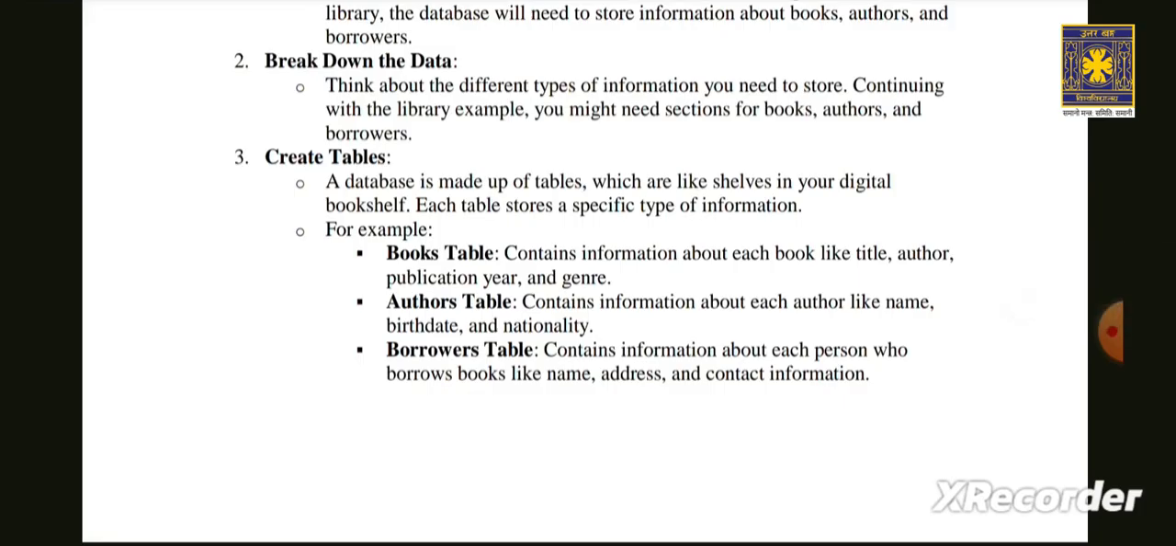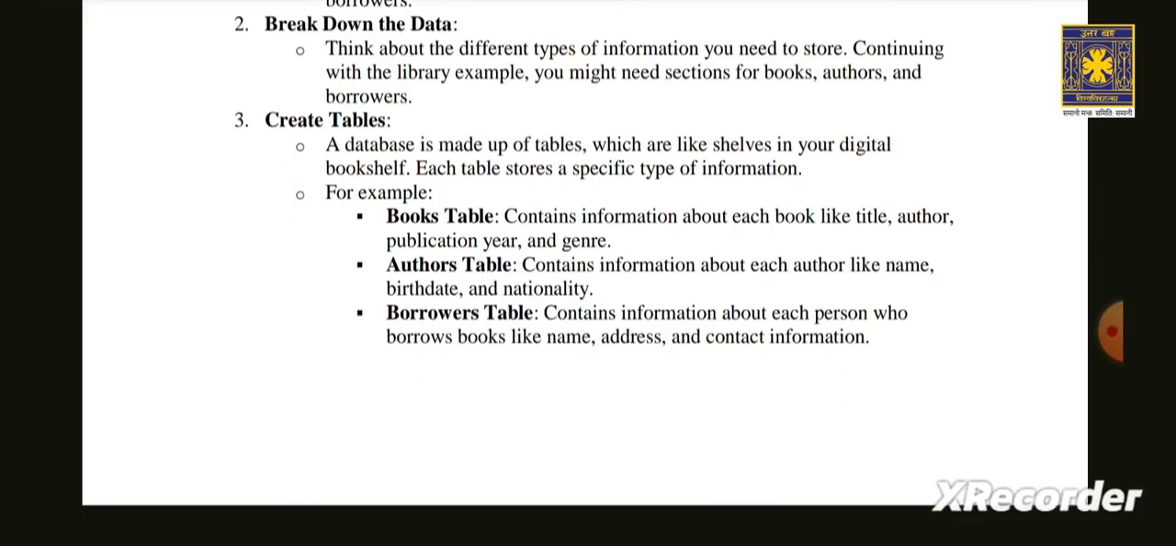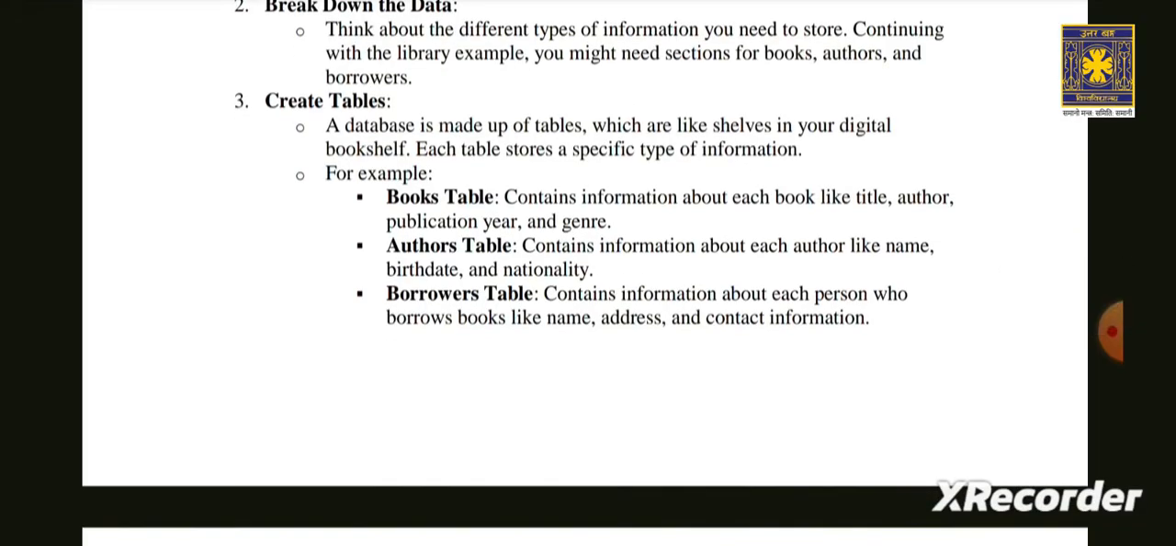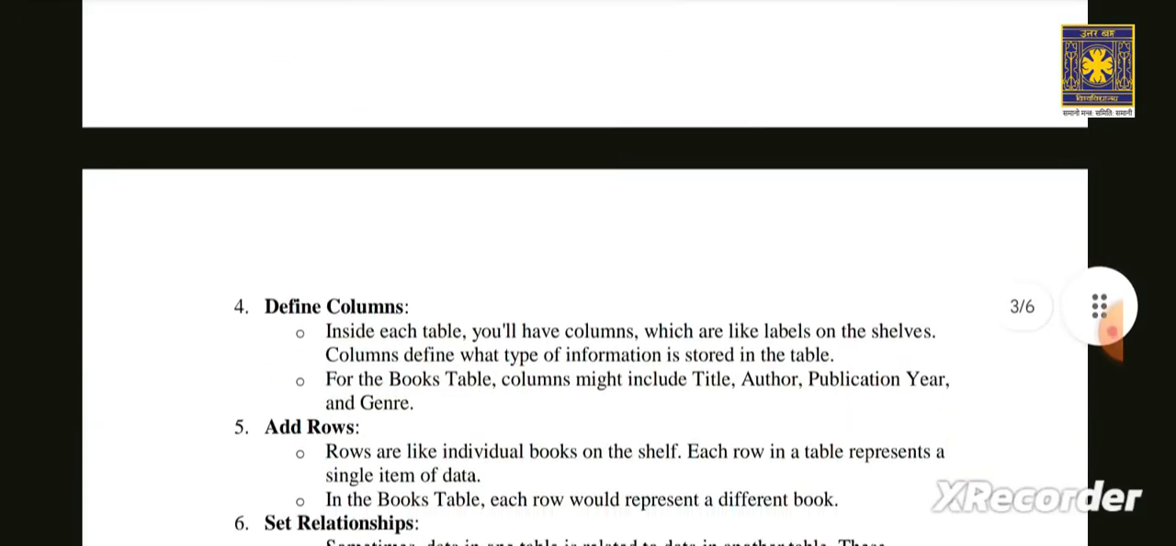And here you can see the example book table containing the information about each book like title, author, publication year, and genre. Then author table containing information about each author like name, birth date, and nationality. Then borrower table containing information about each person who borrows books like name, address, and contact information.